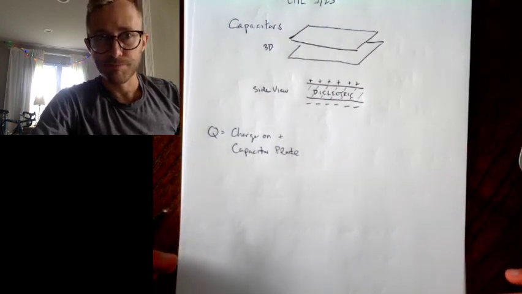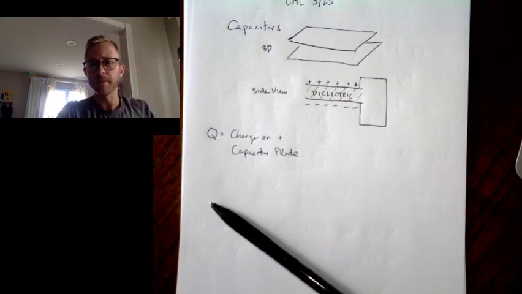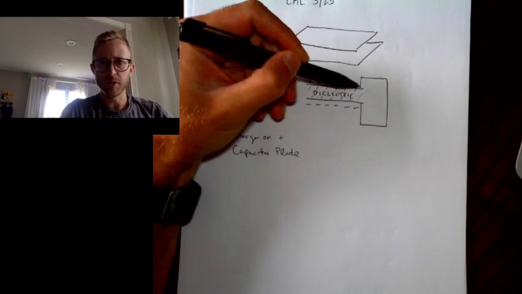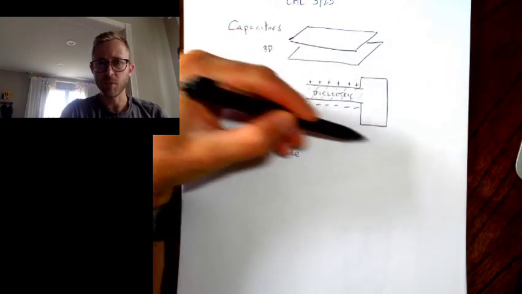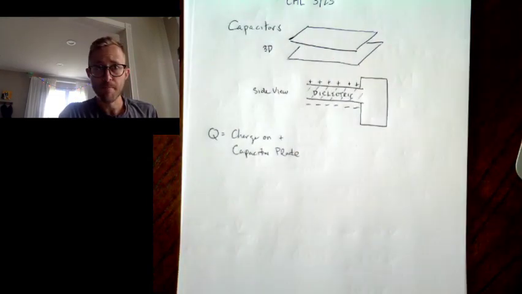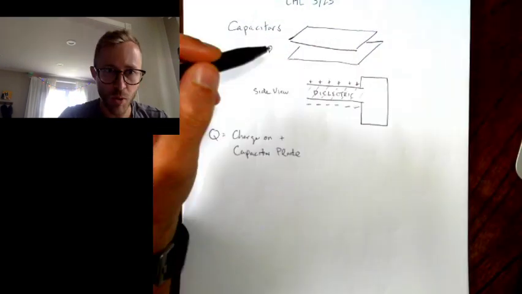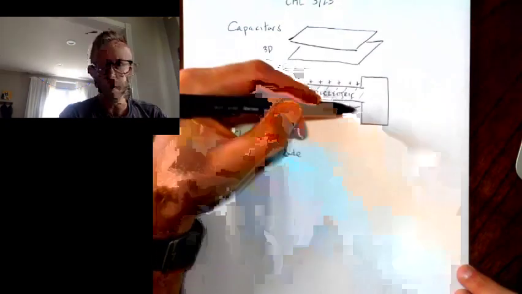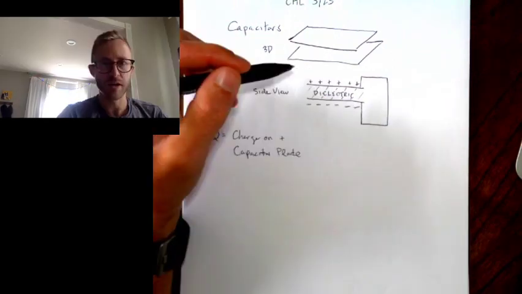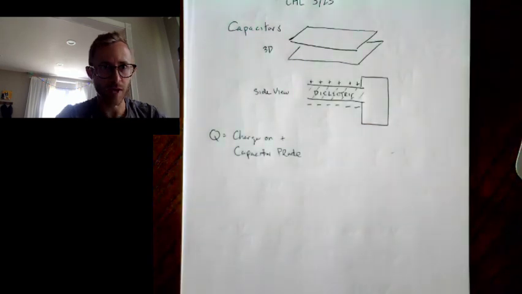Now, what would happen if you were to take the two plates of the capacitor and connect them with a wire? Well, remember, it's the negative charge that is mobile. The electrons are the charges that are actually moving around. So all of the negative charge would go around and equalize. Then you would have no net charge on either plate.